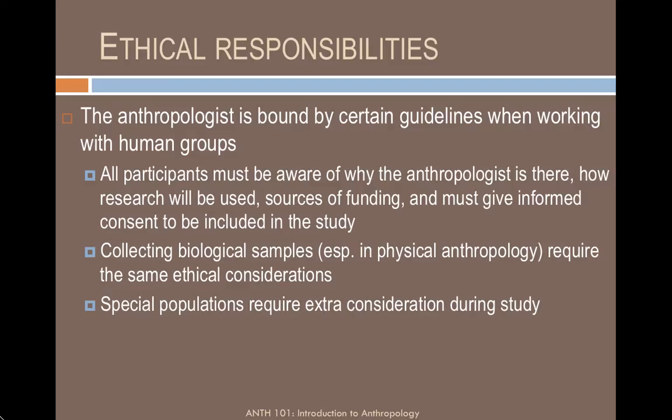Prisoners are the final group that requires special protection or special consideration. There's a really bad history, both in the United States and elsewhere in the world, of using incarcerated people as study subjects, particularly for medical studies and for psychological studies. Because basically the thought was, well, if you committed a crime and you're in prison, you've already given up your rights, and so now we can do whatever we want to you.